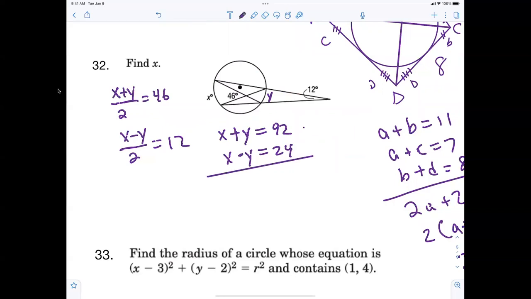Now you can add those together. 2x equals 106. So x is equal to 58 degrees. That was kind of tricky too. Do you have any questions with that?